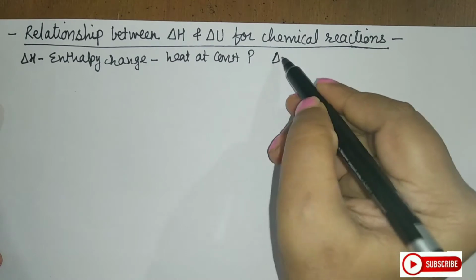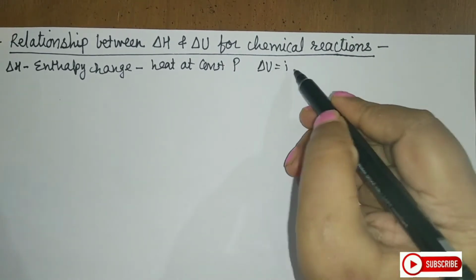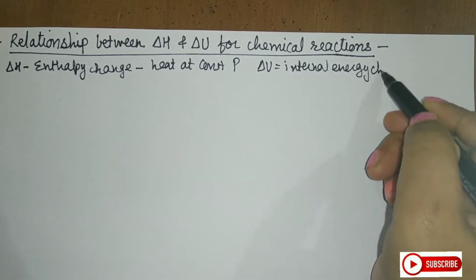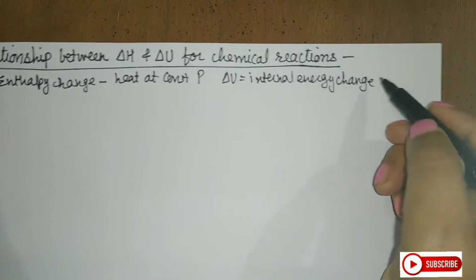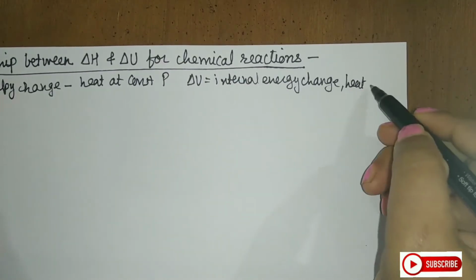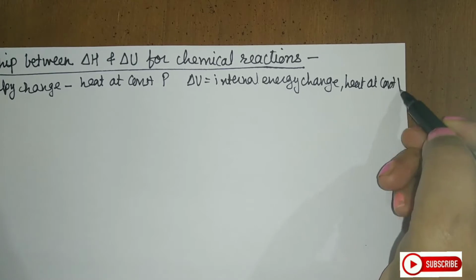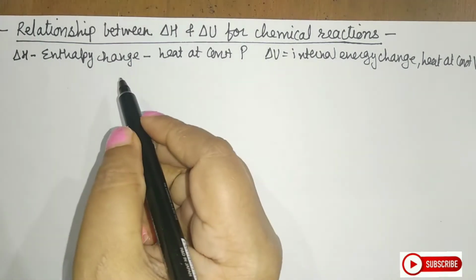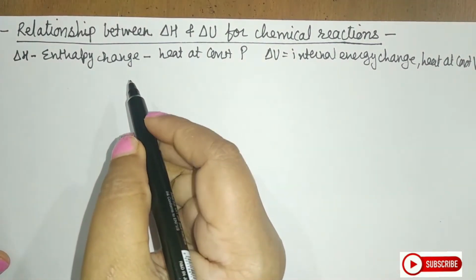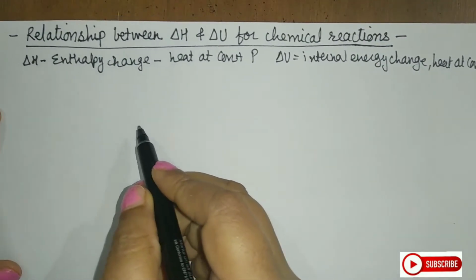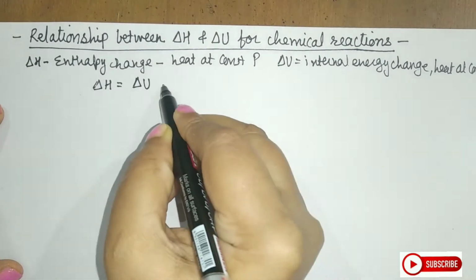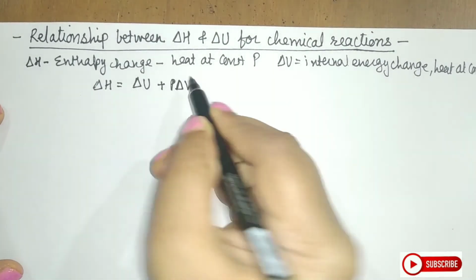And what is delta U? Delta U is the internal energy change, or it is the heat at constant volume. So those are the two heats we will be discussing and their relationship. For that, the first equation we use is, at constant pressure, delta H and delta U are related by an equation, and that is delta H is equal to delta U plus P delta V.